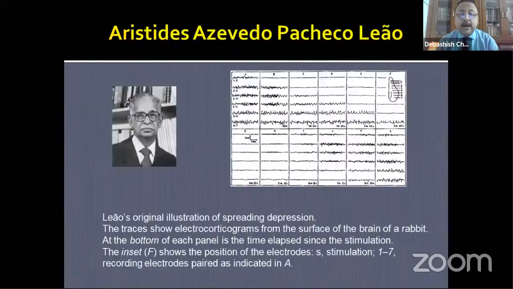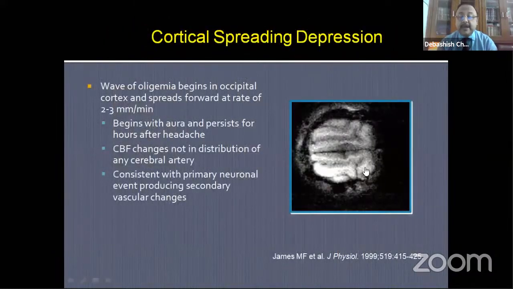A bit about aura. Now, the Brazilian scientist Leão first described this phenomenon, which is known as cortical spreading depression, in a rabbit, and then it was subsequently proven in the brain of a dog by James et al. It's a slow spreading depression which starts posteriorly and goes forward at a rate of about 2 to 3 millimeters per minute, and in humans up to about 5 millimeters per minute.